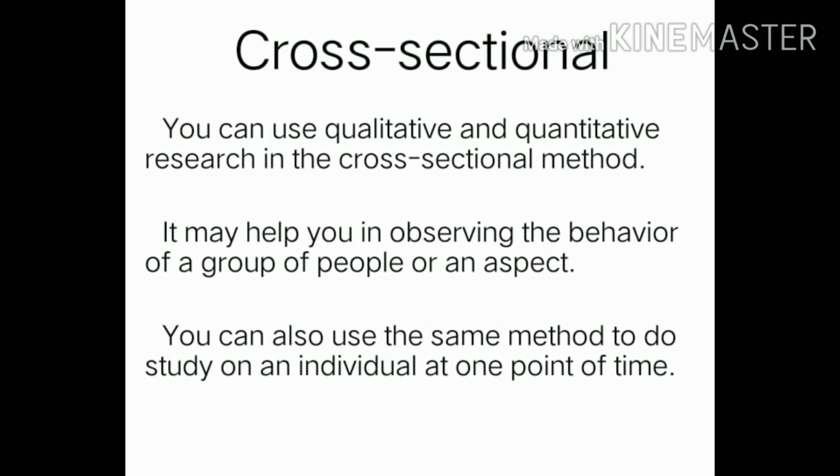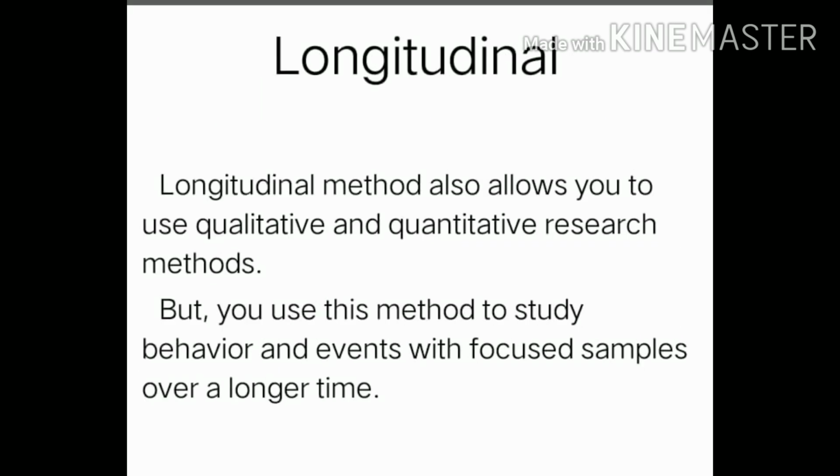Cross-sectional: you can use qualitative and quantitative research in the cross-sectional method. It may help you in observing the behavior of a group of people or an aspect. You can also use the same method to do study on an individual at one point of time. Longitudinal. Longitudinal method also allows you to use qualitative and quantitative research method, but you use this method to study behavior and events with focus samples over a longer time.